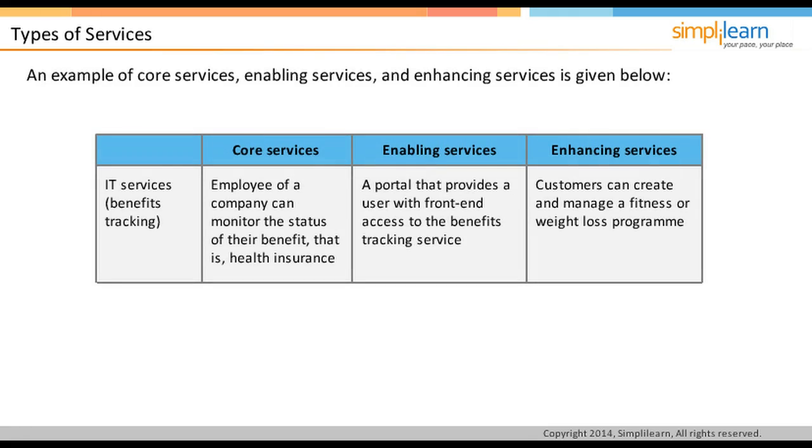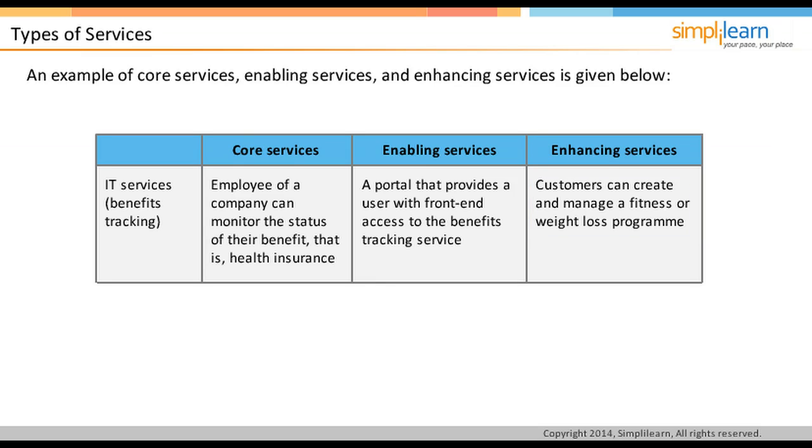Now let us consider another example. Suppose the employees of a company can monitor the status of their benefit, that is, health insurance. The company can come up with a portal that provides front-end access to the benefits tracking service. This is an enabling service. If the company can help the employees create and manage a fitness or weight loss program, then such a facility is considered as an enhancing service.